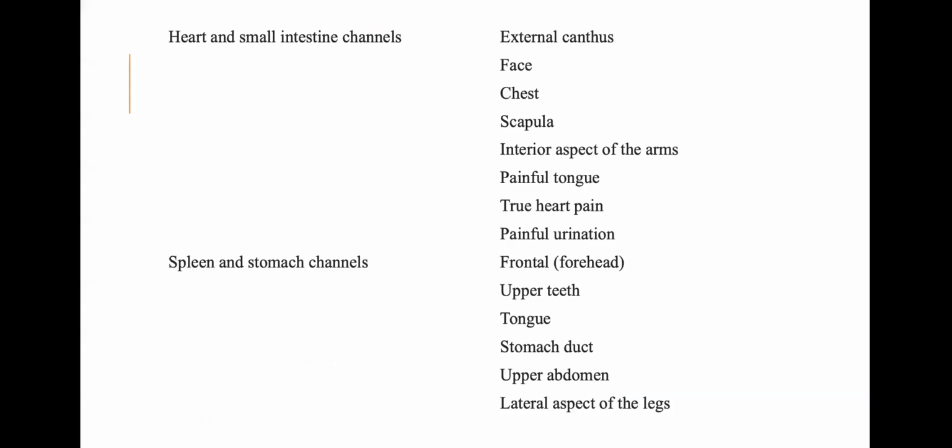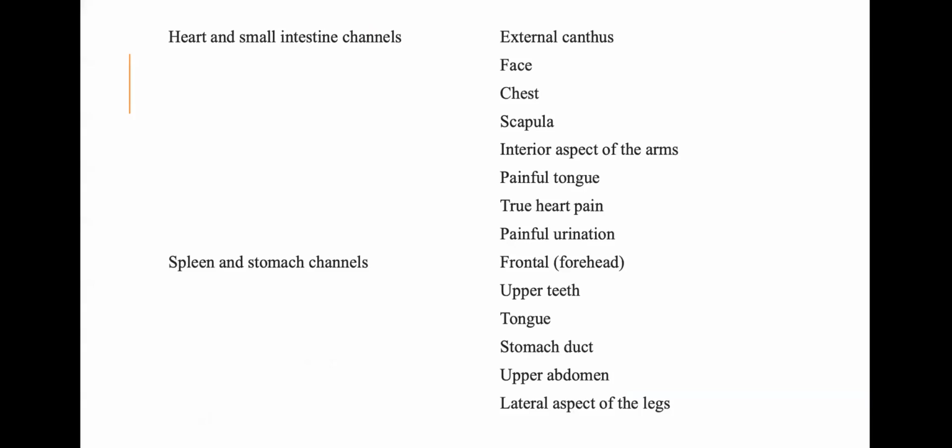If the pain involves the heart and small intestine channels, pain can be felt on the external canthus, and the face, the chest, the scapula, the interior aspect of the arms. There will be a painful tongue, a true heart pain, and painful urination.